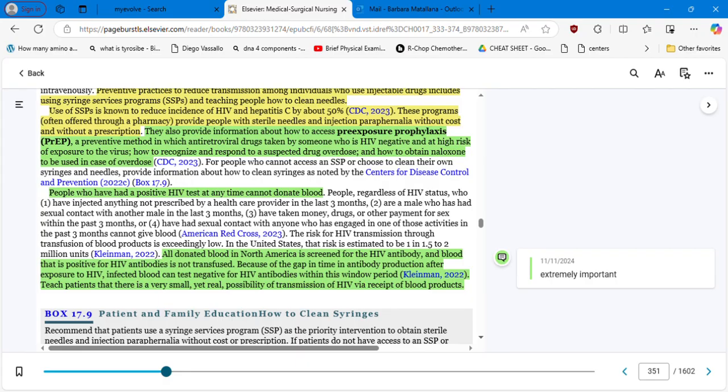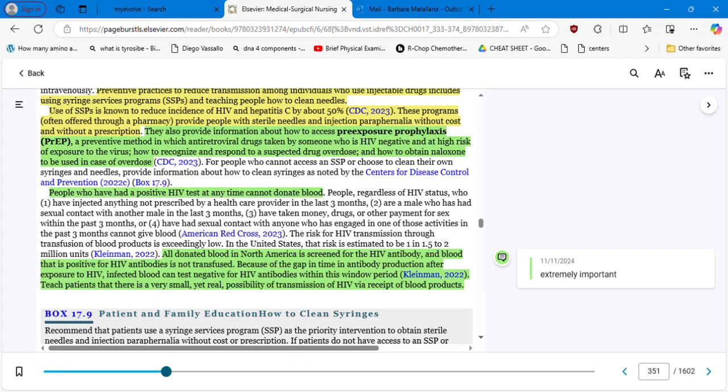Because of the gap in time in antibody production after exposure to HIV, infected blood can test negative for HIV antibodies within this window period. Do you remember I told you after the exposure, probably the viral load is not going to be seen in the blood? There is a window period, right? So here is this statement: because of the gap in time in antibody production after exposure to HIV, infected blood can test negative for HIV antibodies within this window period.